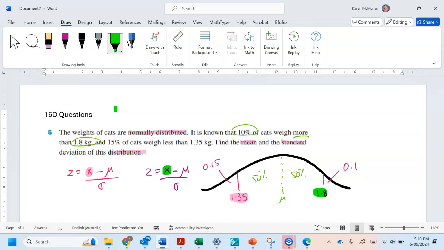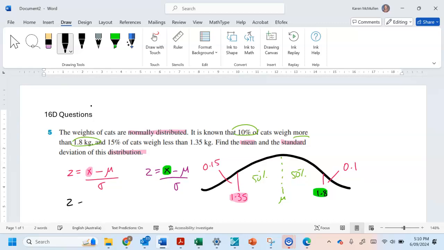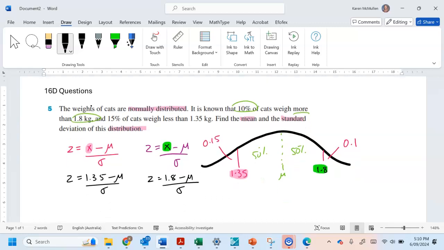We've got two unknowns, the mean and the standard deviation. When you have two unknowns, you need two equations. Now you're probably thinking, well, we've got the x value. So we can write z equals 1.35 minus the mean over the standard deviation. And then for this one, z equals 1.8 minus the mean over the standard deviation. The mean and the standard deviation are the same, but the z-score is different for each of them.